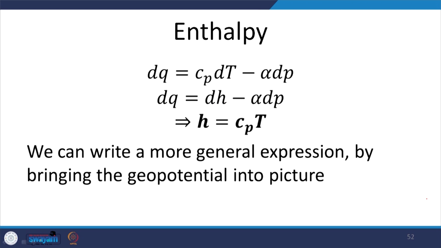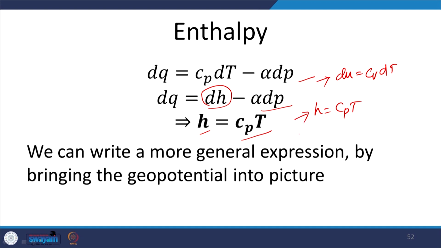So, then we say that dq is equal to Cp dT minus alpha dP. So, dq is now equivalent to dH minus alpha dP. So, dH is equal to Cp dT, and dU is now equal to Cv dT. These two are very important thermodynamical relations.